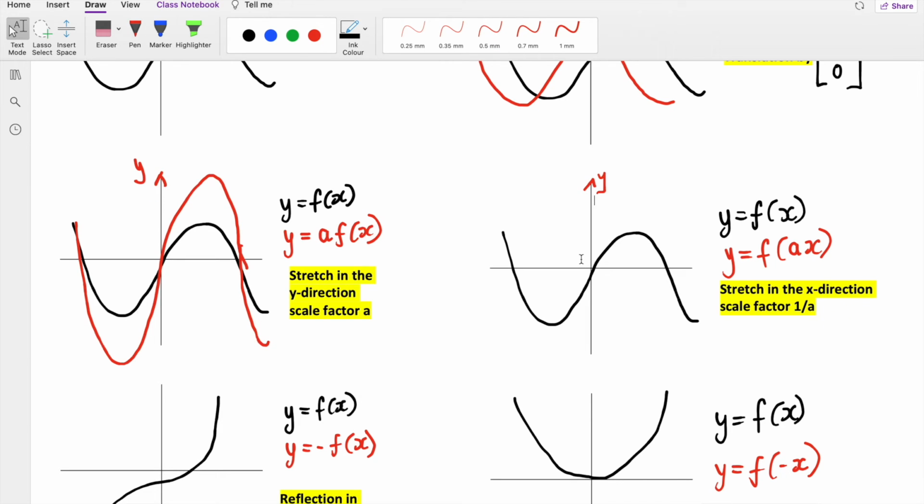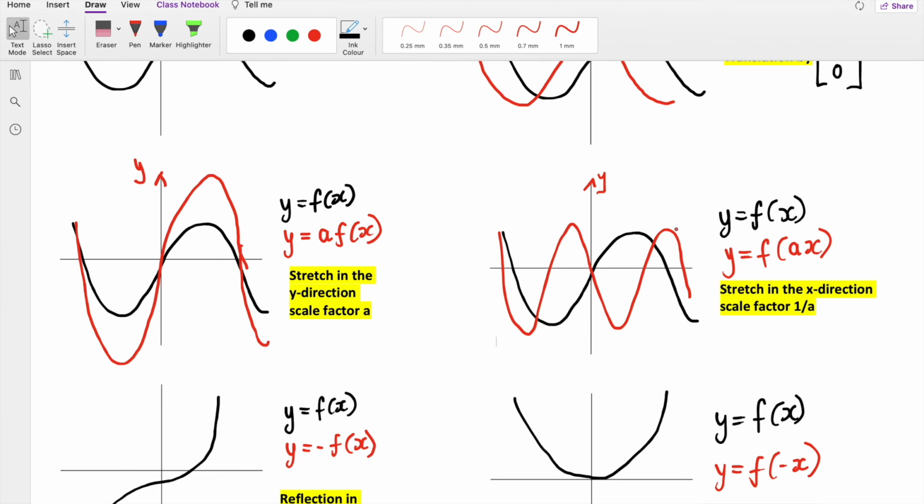If I multiply just the x value by the constant a, that's going to be a stretch in the x direction by a scale factor 1 over a. So again, it's not what you would expect. It's not a stretch in the x direction by a scale factor a, it's going to be the reciprocal of a. So remember, whenever I do something just to x, it's the opposite of what you would expect. What I mean by a stretch in the x direction is think about this function here just being squashed together. So stretch in the x direction looks like this.